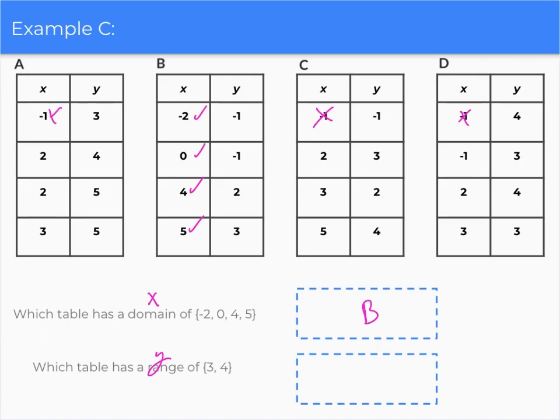Now we're moving on to the range, and we need to have a range of only 3 and 4. So the first table, we've got 3 check, 4 check. However, we've got numbers in there that aren't in our range, which is 5, so A does not work. In B, we've got -1. No, that's not going to work. C, we've got -1. No, that won't work. And table D, we've got a 3, a 3, a 4, and a 4. All of those work. So our answer is table D. Now let's move on to the next example.